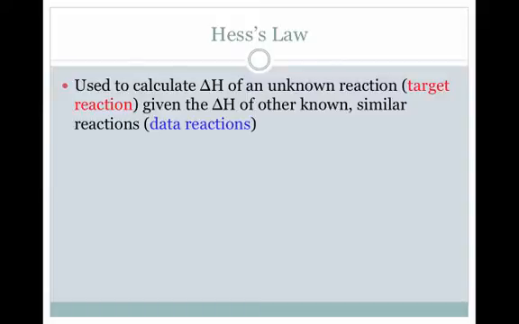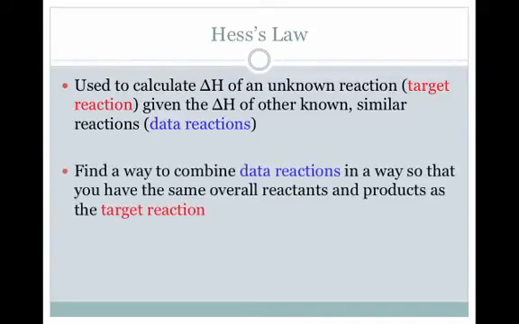So just to put all that into words, this Hess's law concept is used to calculate the delta H of an unknown reaction, which we'll be calling the target reaction from now on, given the delta H of other known similar reactions. And the other reactions we're going to refer to as data reactions. So our job is going to be to find a way to combine the data reactions so that they match up to the target. And that's exactly what we have written down here. Find a way to combine those data reactions so that you have the same overall reactants and products as what you see in the actual target reaction.